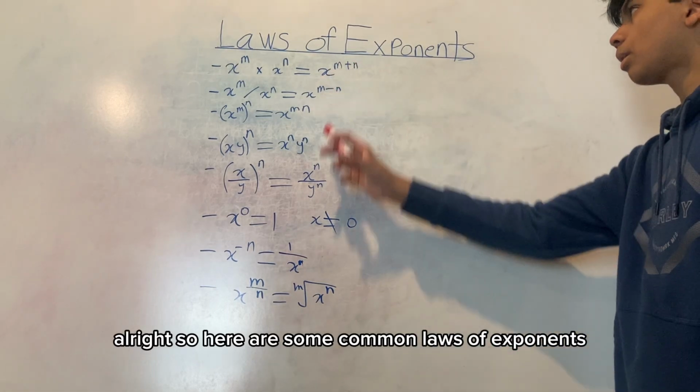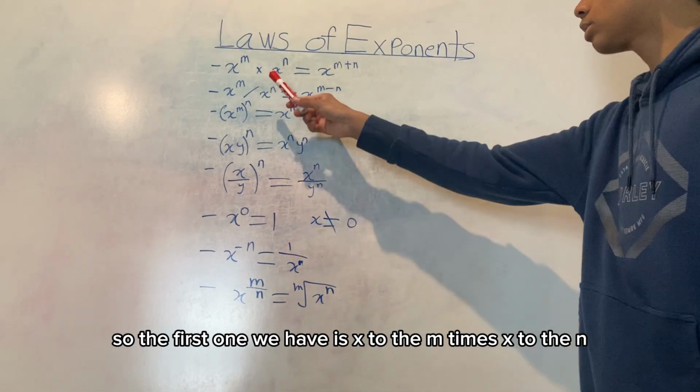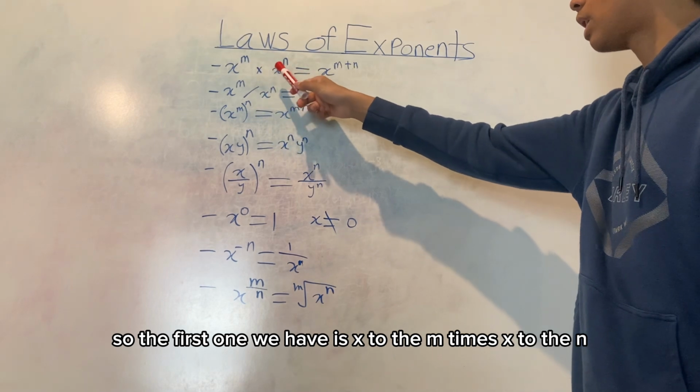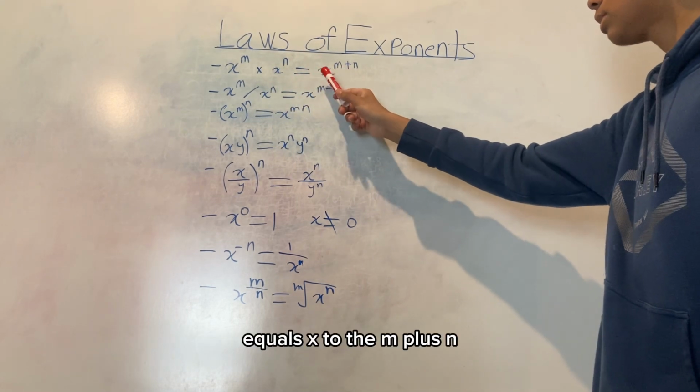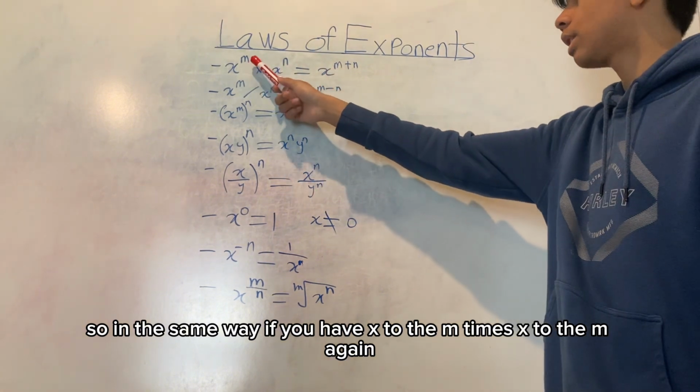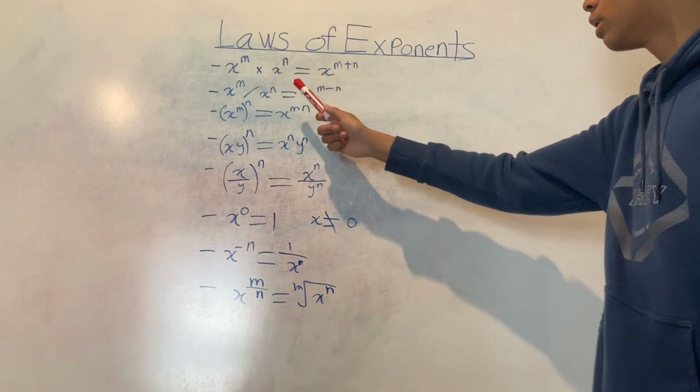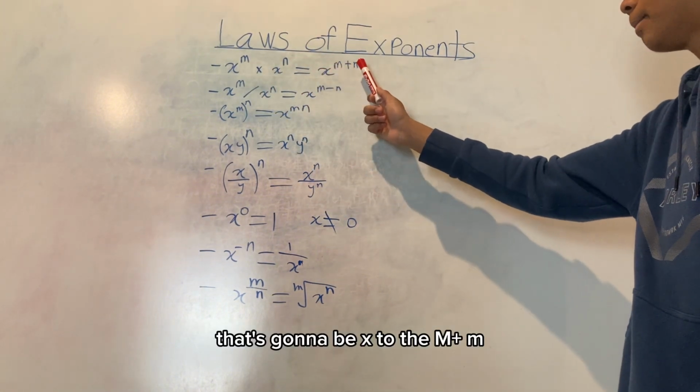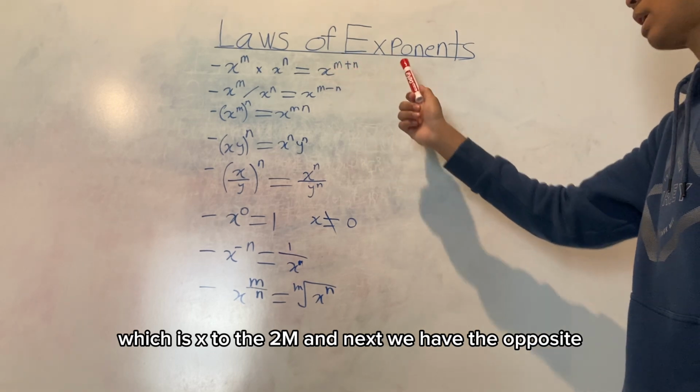Alright, so here are some common laws of exponents. The first one we have is x to the m times x to the n equals x to the m plus n. So in the same way, if you have x to the m times x to the m again, that's going to be x to the m plus m, which is x to the 2m.